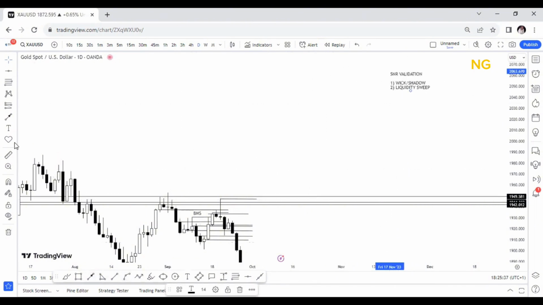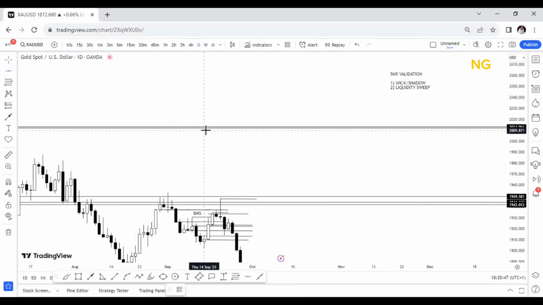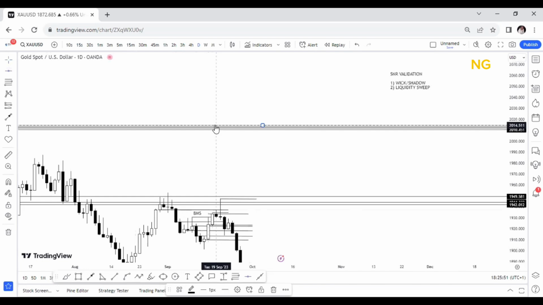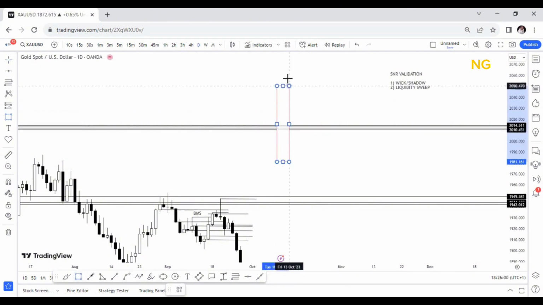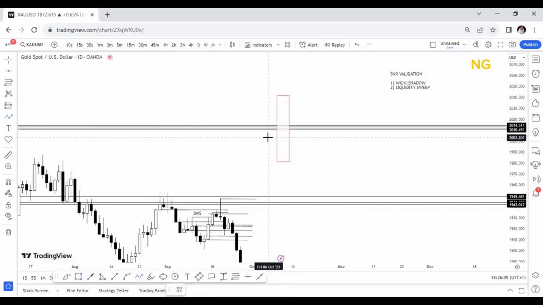A congestion zone is when you have multiple levels of S&R converging at the same place. It could be 3, it could be more than 2. They converge at the same place and price taps into it. Either it breaks through it, and if price breaks through it, expect price to move back, retest, and bounce higher.